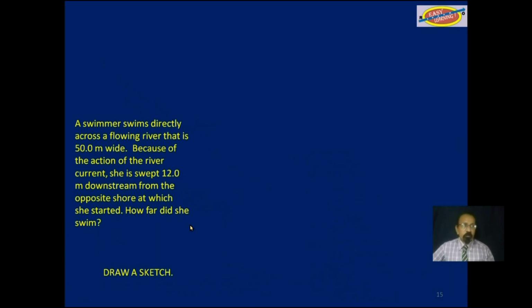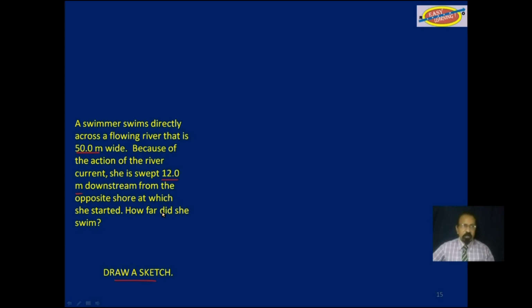A swimmer swims directly across a flowing river that is 50.0 meters wide, 3 significant figures. Because of the action of the river current, she is swept 12.0 meters, 3 significant figures, downstream from the opposite shore at which she started. How far did she swim?